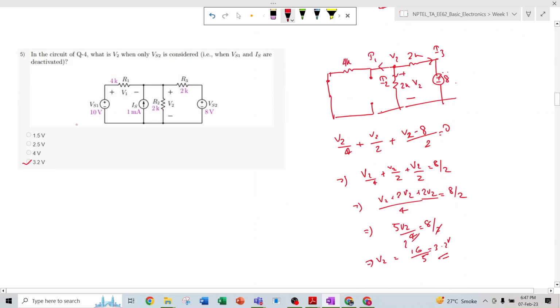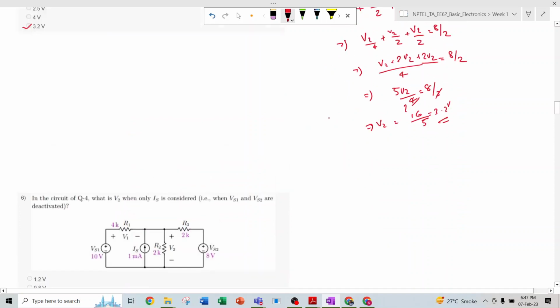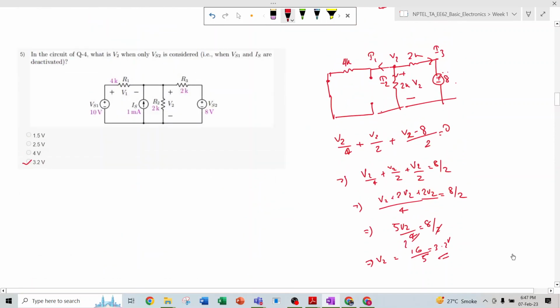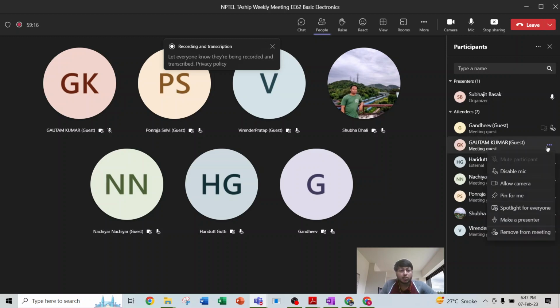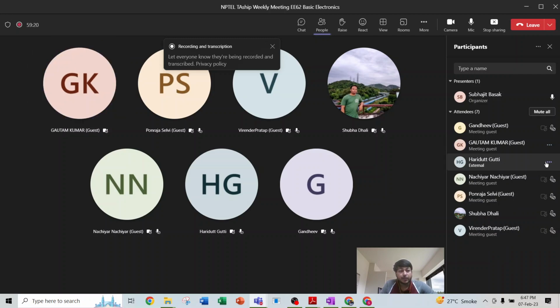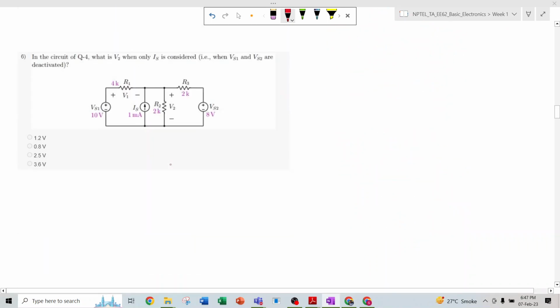Till this, do you have any question regarding something? If you have, please raise your hand. Gautam, any question? No, sir. Okay, fine. So moving forward, the similar thing.